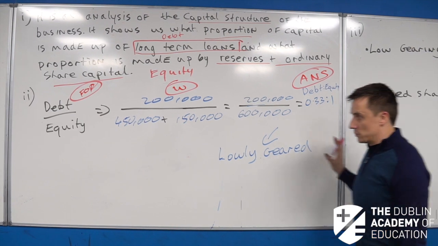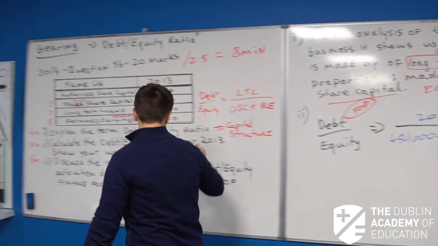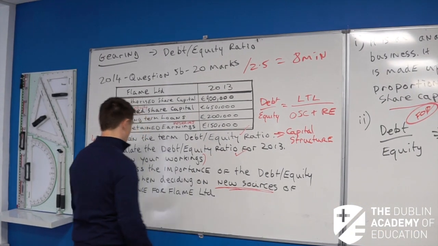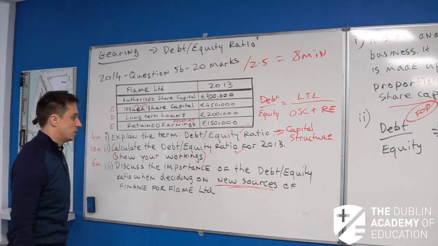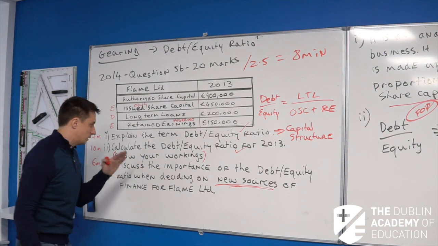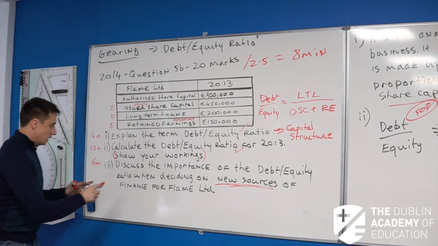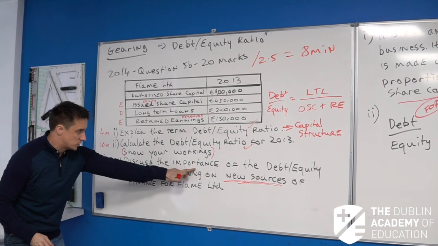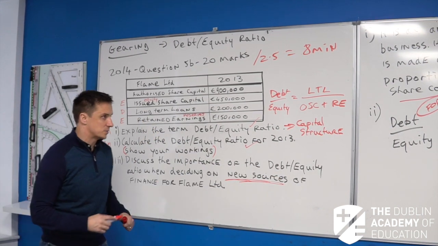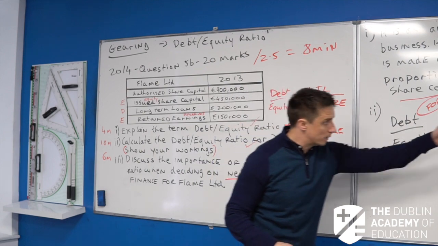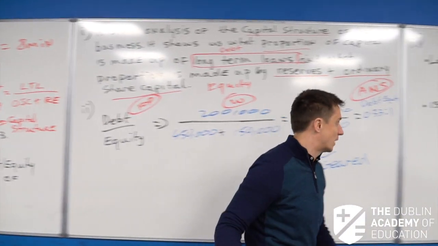Right, the next thing then, so we can jump down there, we can say, right, that's that ticked off, that's that ticked off. Right, discuss the importance of debt equity ratio when deciding on a new source of finance for Flame Limited. Okay, I went through that a little bit quickly, I'll go over it again. Discuss the importance. So why is it so important for this business to have the debt equity ratio if they're thinking of a new source of finance? Okay, we'll have a look over here and we'll see what we've actually got, right?